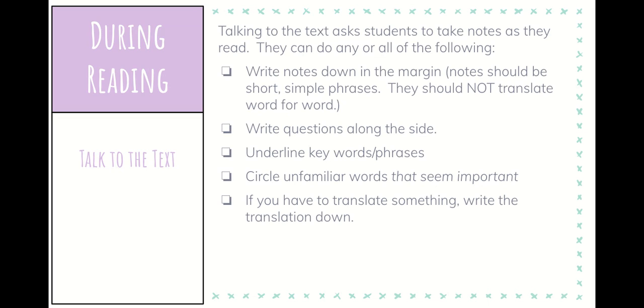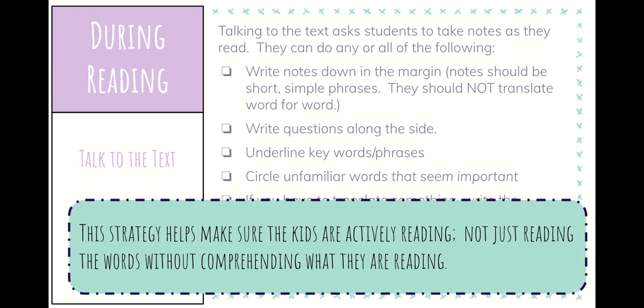Another thing they can do is write questions along the side of the passage, which is pretty helpful. They can underline keywords and phrases. They can circle unfamiliar words that seem important. And the big thing too is if they have to translate something, like if they need to look at their notes to see what a word means, or they have to ask me to come over and tell them what something is, have them write the translation down. That way, the next time they come across that word, they can just go back and reference it earlier in the activity. This strategy makes sure that the kids are actively reading, not just reading the words without comprehending what they are reading.